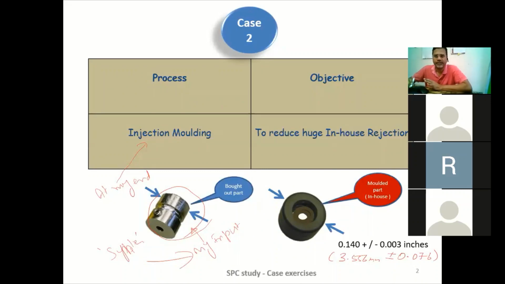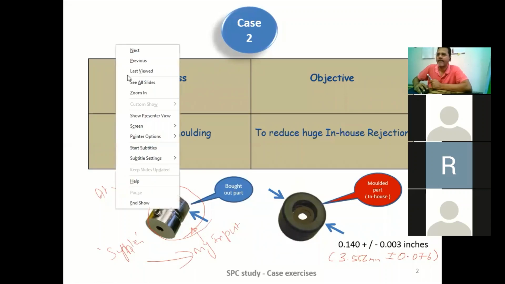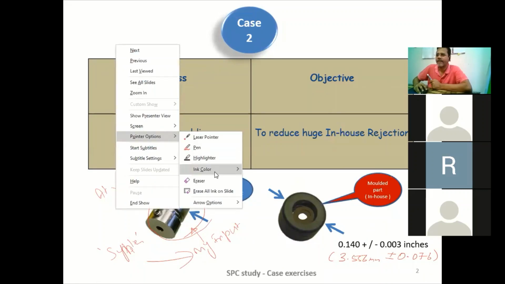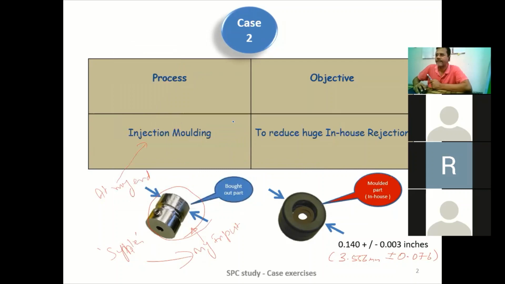Is the situation first of all clear? If anybody is having any doubts, please ask. No doubts? So now the botheration is about this particular diameter. Imagine the pot has been shown in a bigger way. Unfortunately the case study was given in inches, so for our convenience, I converted that into metric.